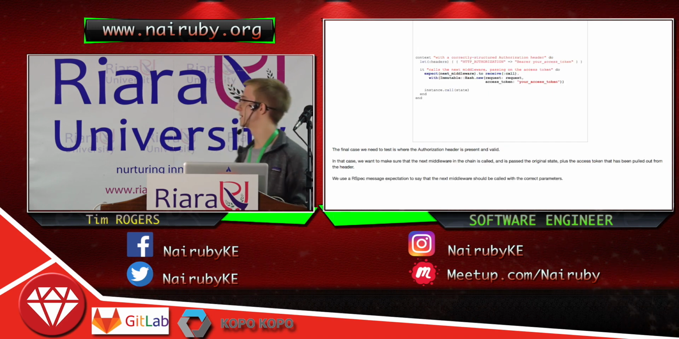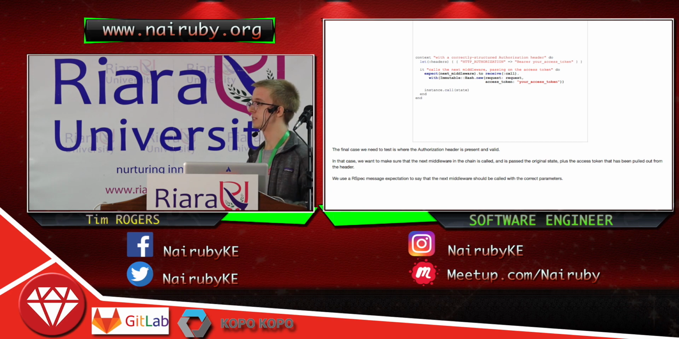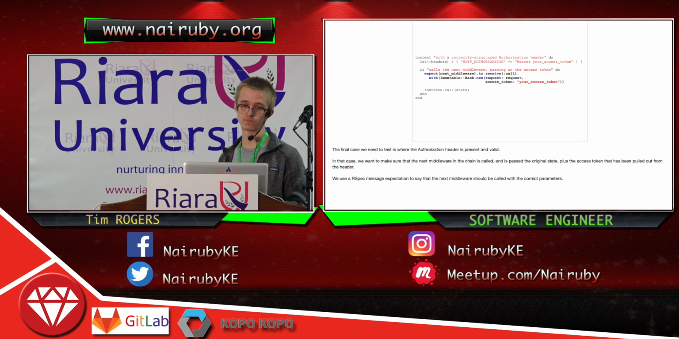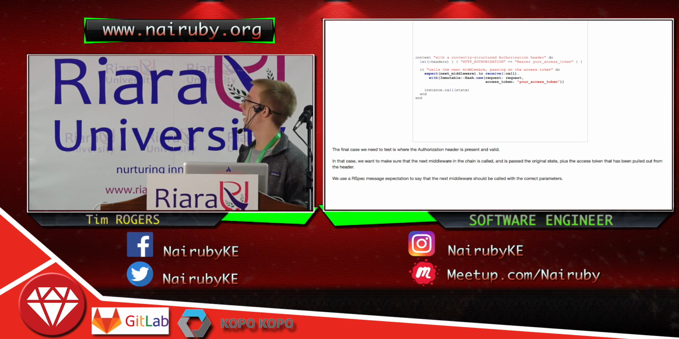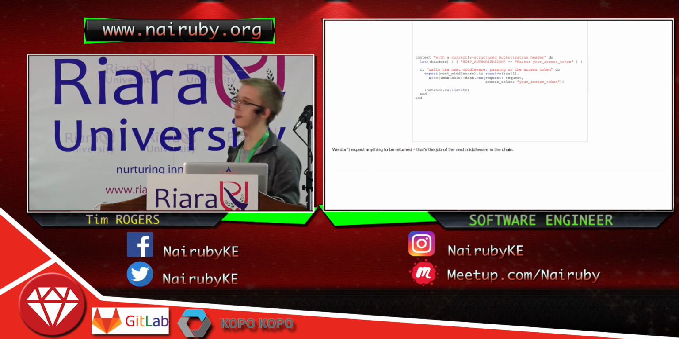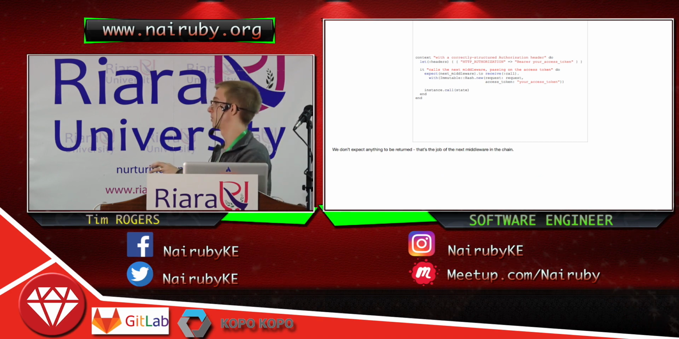The final case that we need to test is where the authorization header is present and valid. In that case, we want to make sure that the next middleware in the chain is called and is passed the original state plus the access token that has been pulled from the header. We use an RSpec message expectation here to say that the next middleware should have received the call method and should have been passed the original state plus the access token. We don't expect anything to be returned. That's the job of the next middleware in the chain. We just check that the next middleware is actually called.